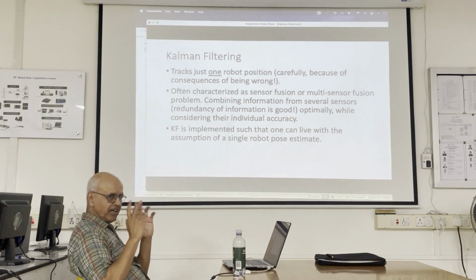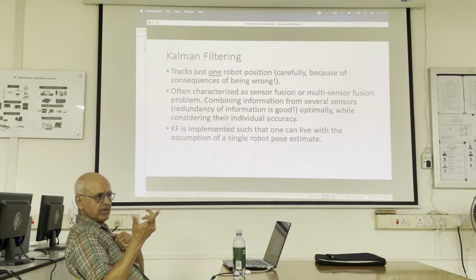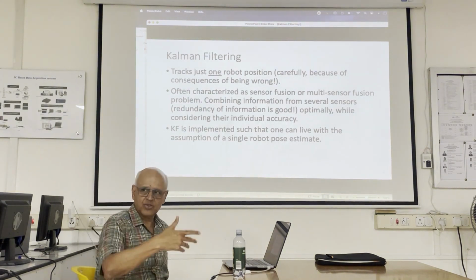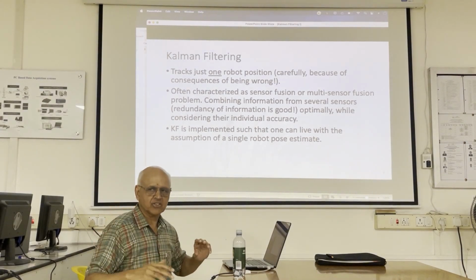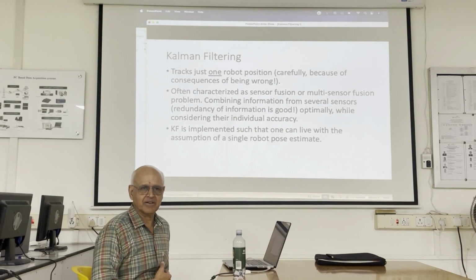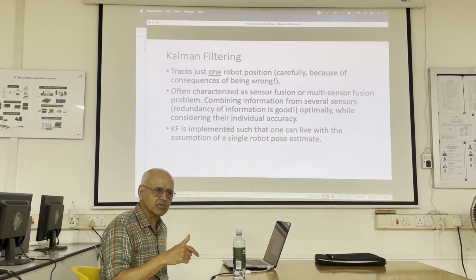V-SLAM is optical camera, visual SLAM. So there are many variations, and now I told you, I don't know whether I told you, there's a Bluetooth-based SLAM. So within, let's say, a hall where a party is going on, and you want to track somebody, you can using Bluetooth SLAM. So all kinds of variations are possible. There is a Wi-Fi SLAM also.